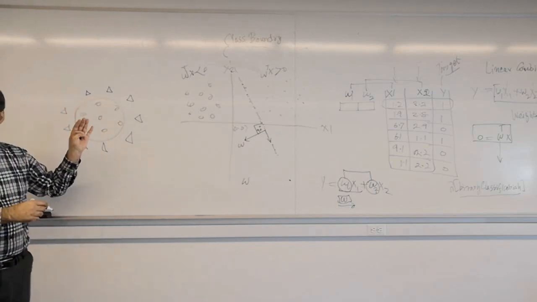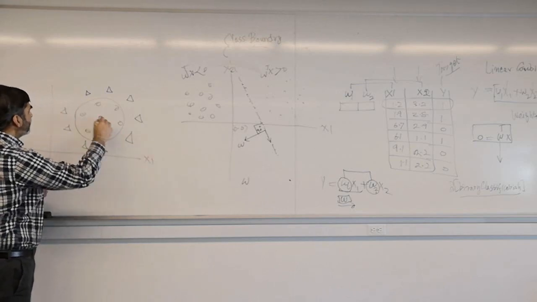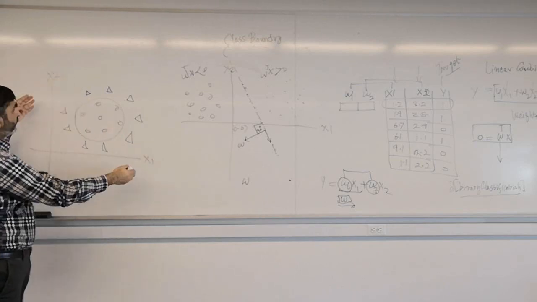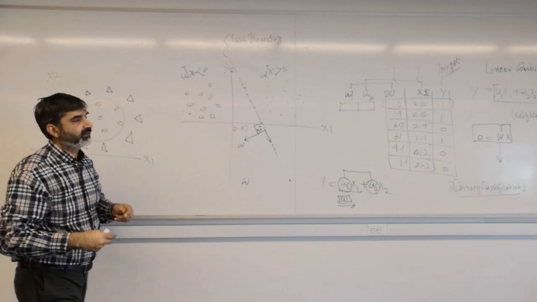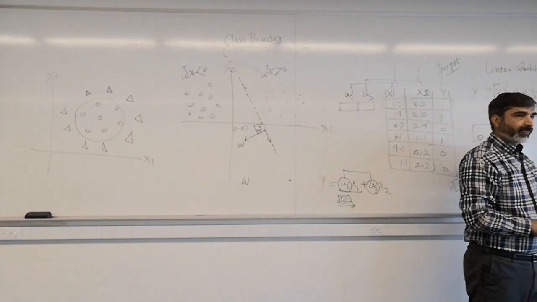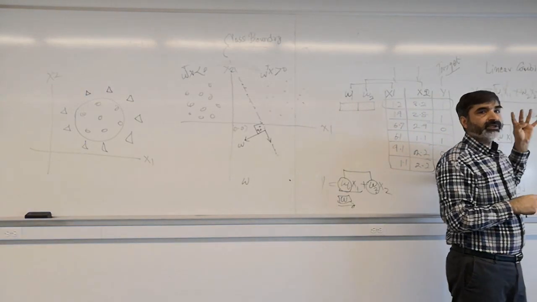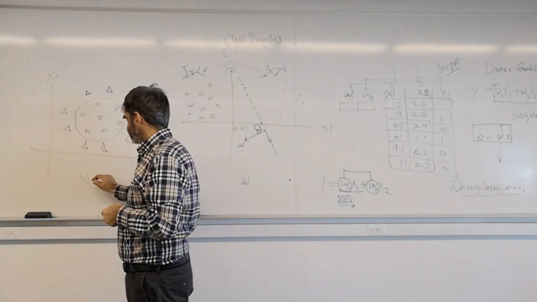Our class boundary will look like a circle. So there should be a term in x1 and x2. We need to square one or both of these to get a circle. When we have a power more or less than 1, then our equation becomes non-linear. So this is a non-linear classification problem.